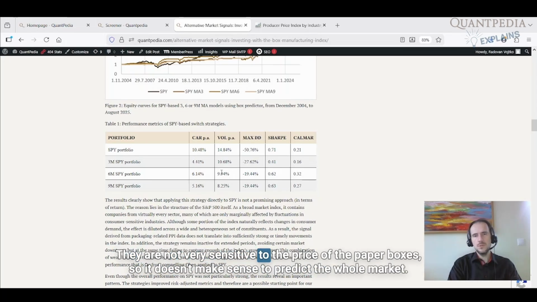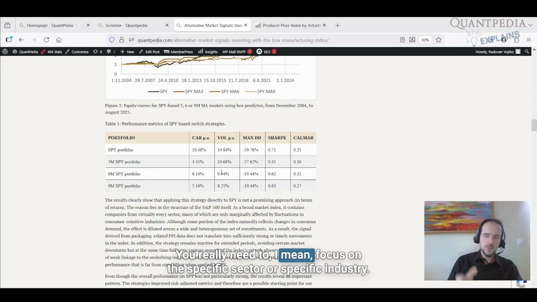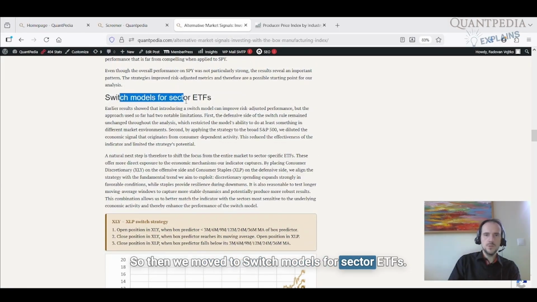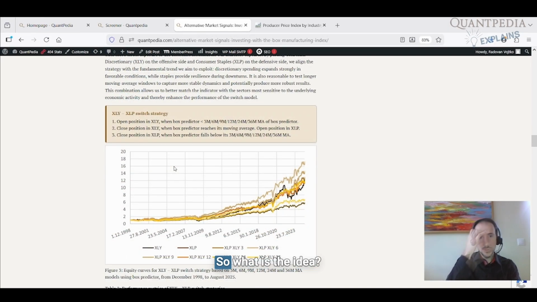They are not very sensitive to the price of the paper boxes. So it doesn't make sense to predict the whole market. You really need to focus on the specific sector or specific industry. So then we moved to switch models for sector ETFs. It was significantly better. So what is the idea?